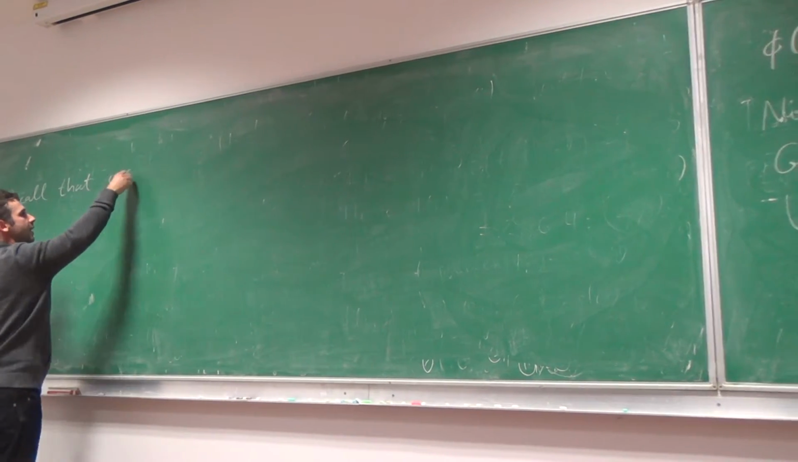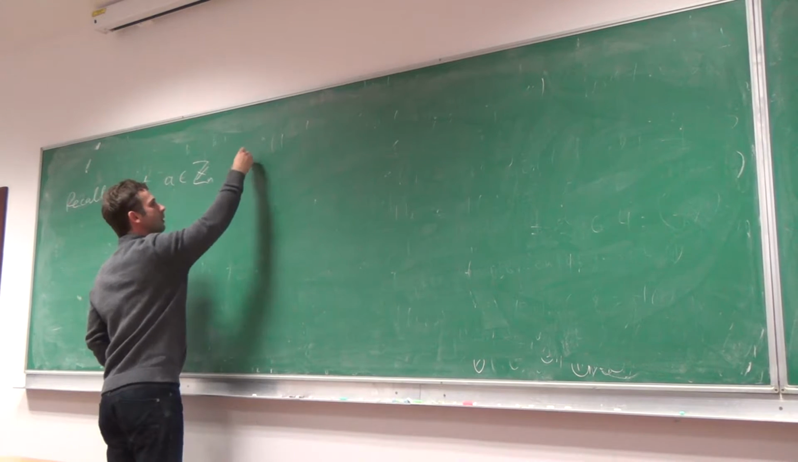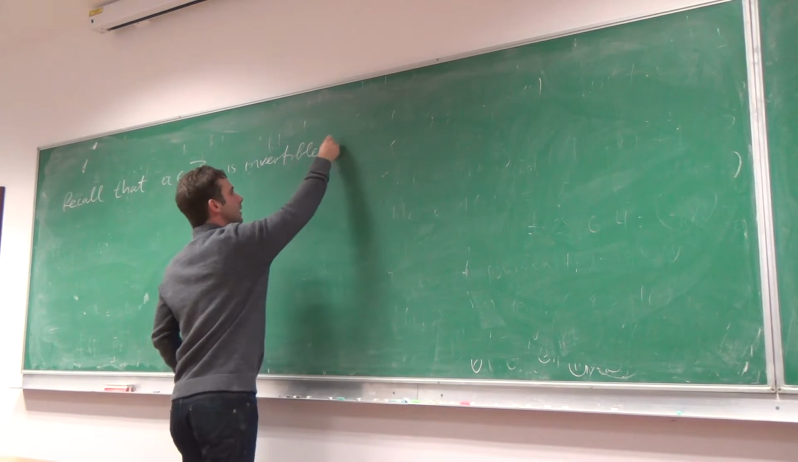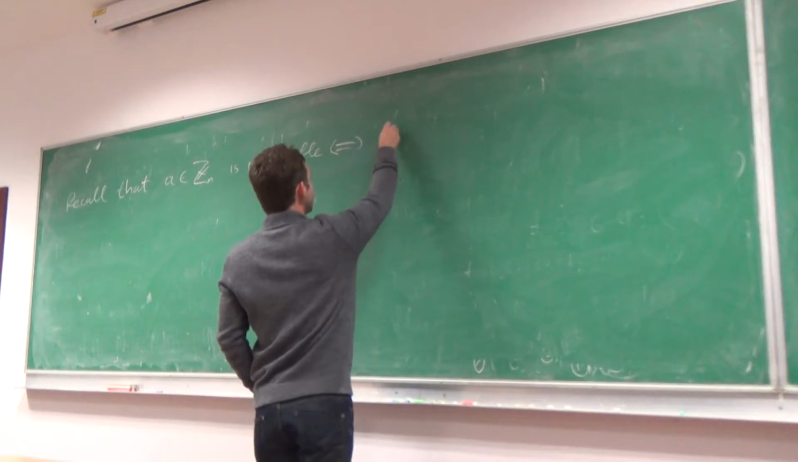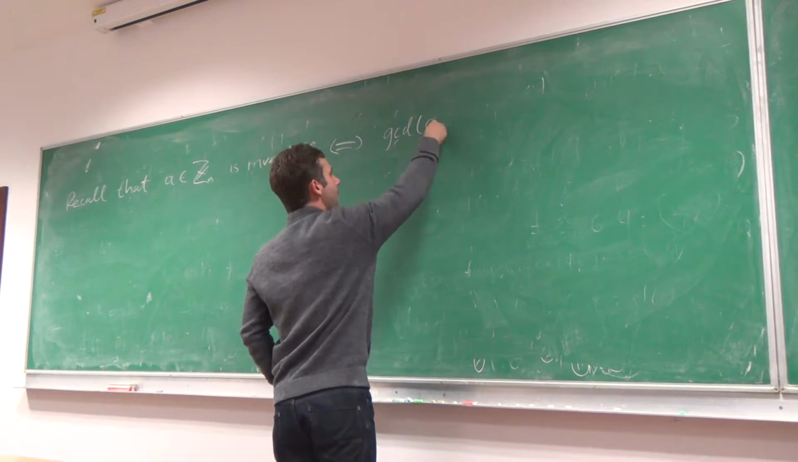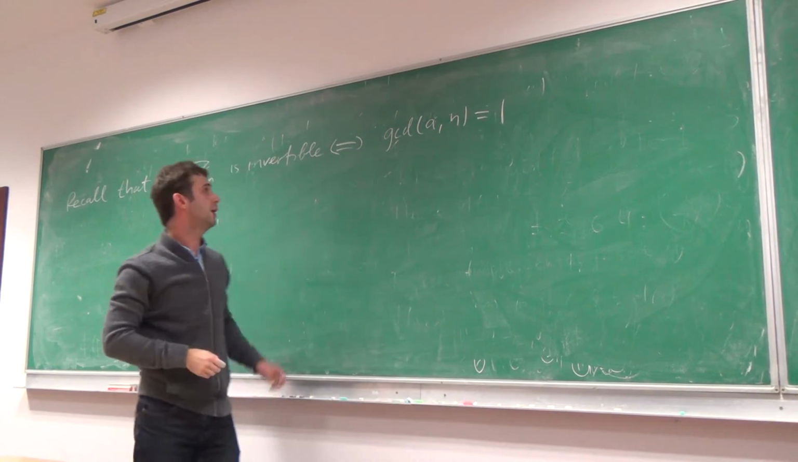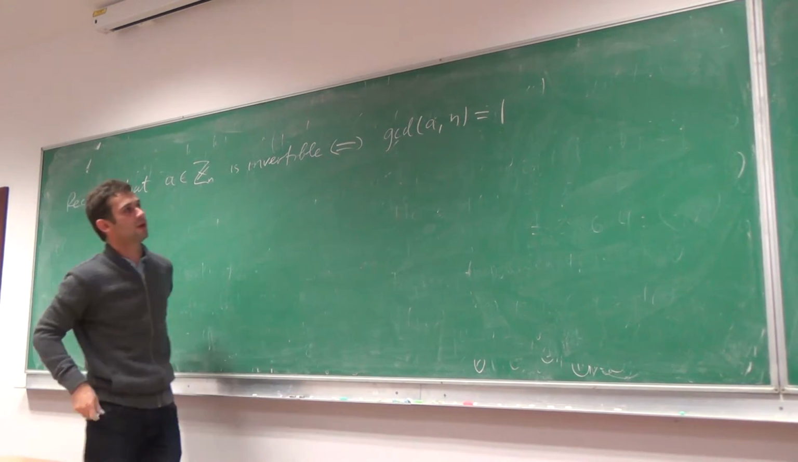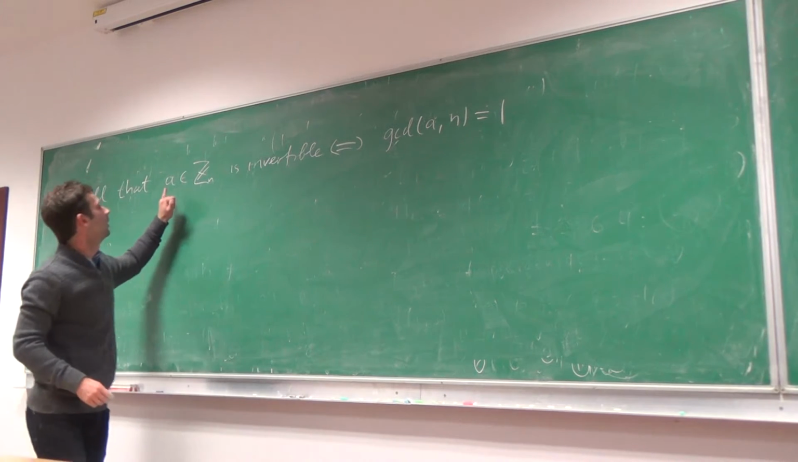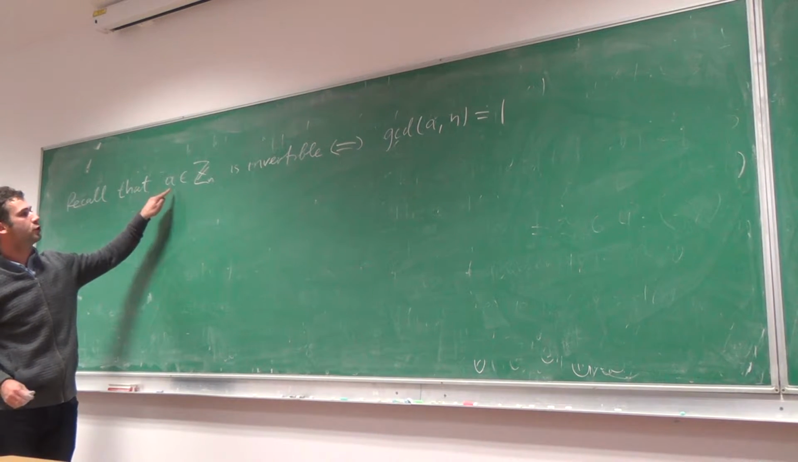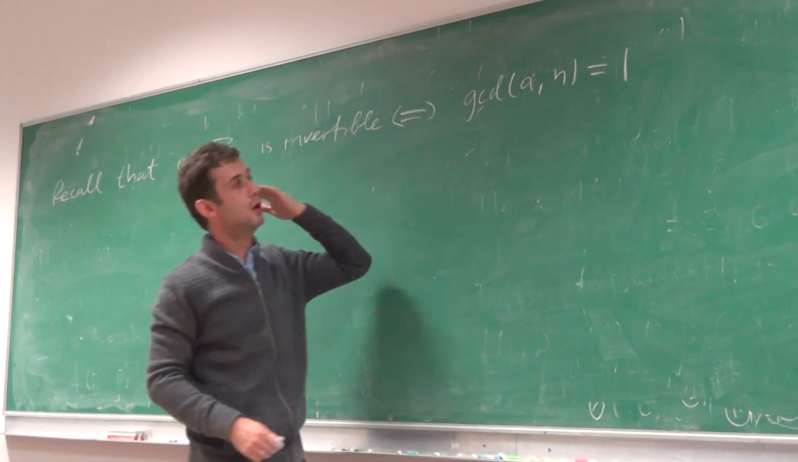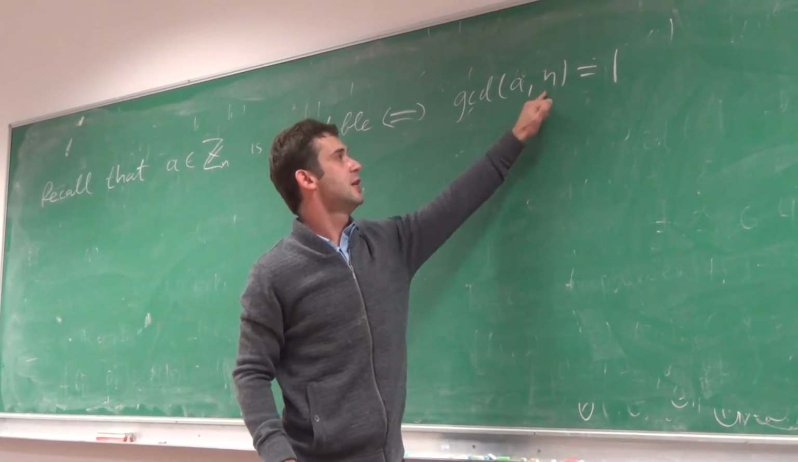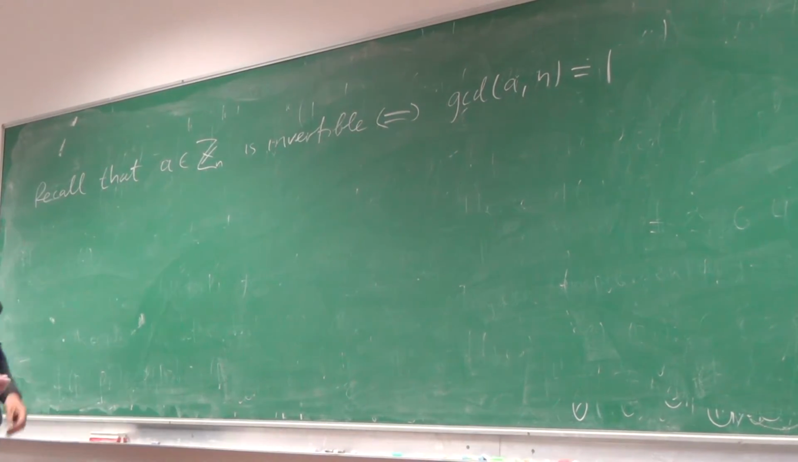So recall that a inside Zn is invertible if and only if a is coprime to the modulus, GCD. So we did this in week 1 when we did Euclid's algorithm, linear congruences, and this was one of the linear congruences we're solving. So invertible means there's an inverse, and that translates into a linear congruence, which translates into representing 1, which translates into this property. This is something we've seen before.